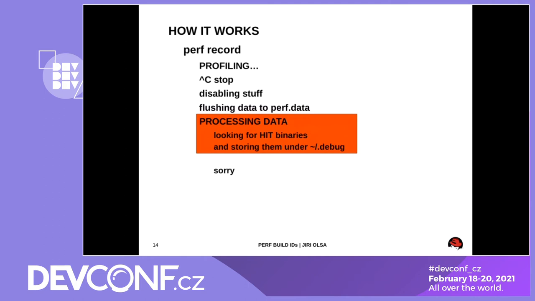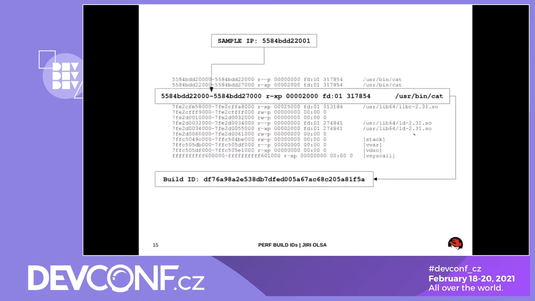You might have noticed, if you profile a lot of data and you press Control C, sometimes it takes a lot of time for perf record to finish, and most likely it's spending time in this processing. It goes through the data, looks for the binaries behind the samples, and stores them. It reads the build IDs and stores them into the debug cache.